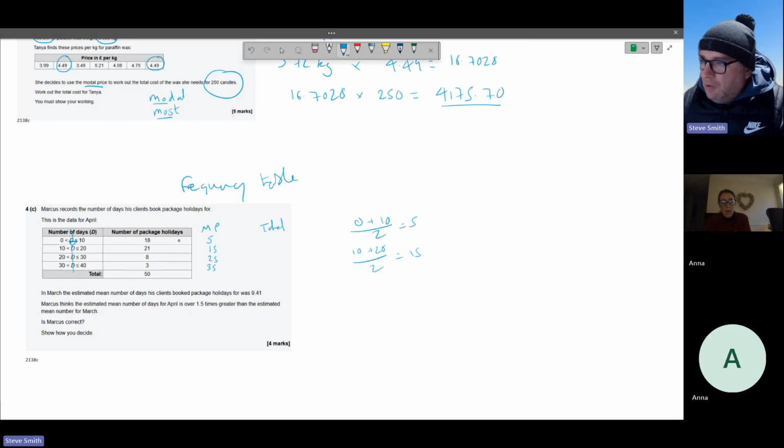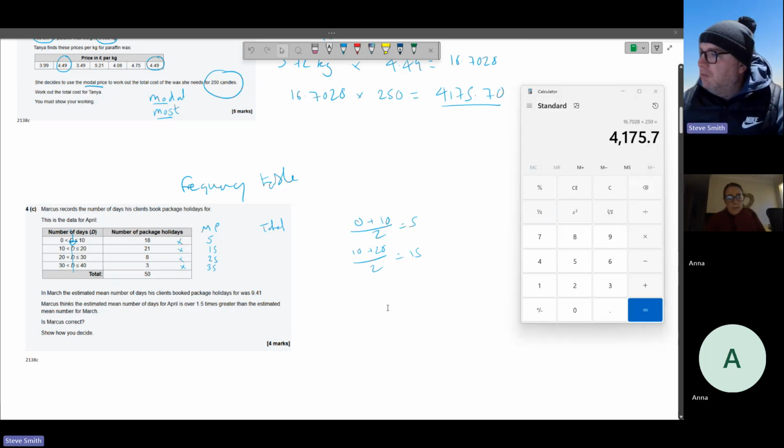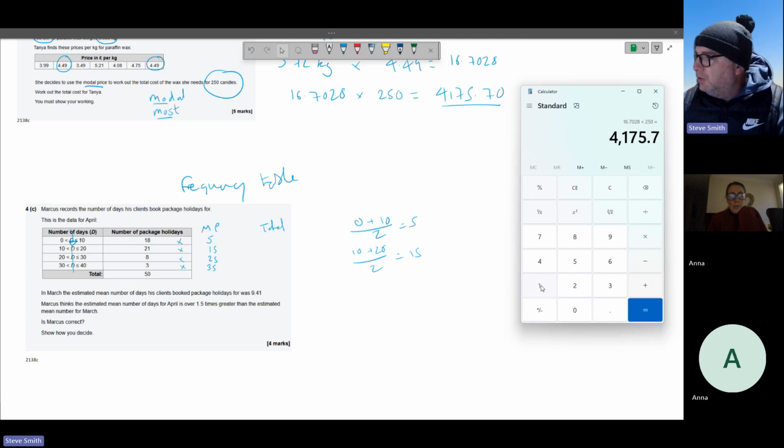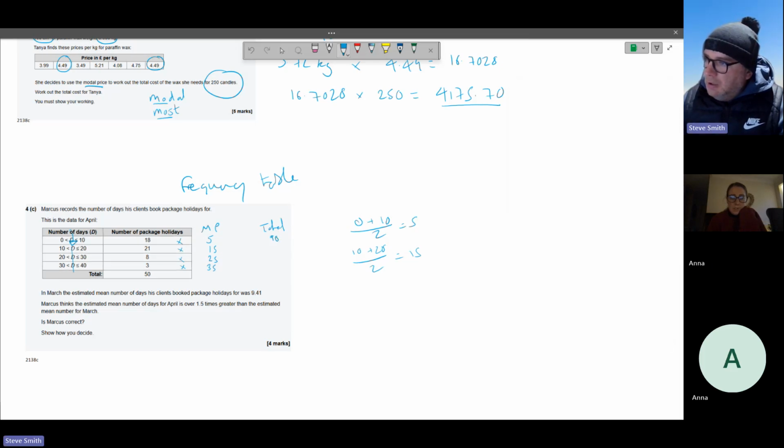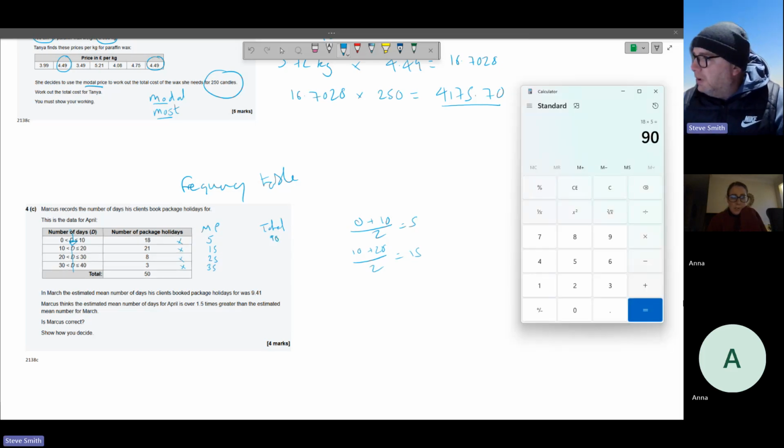It's quite straightforward now. We've got 18 people booking a 5-dayer, 21 people booking a 15-dayer, 3 people booking a 35-dayer. Let's do those multiplications. 18 times 5 equals 90. 21 times 15, 315.